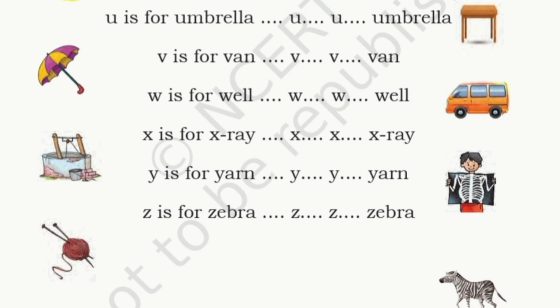V is for van. V van. W is for well. W well. X is for X-ray. X-ray. Y is for yarn. Y yarn. Z is for zebra. Z zebra.